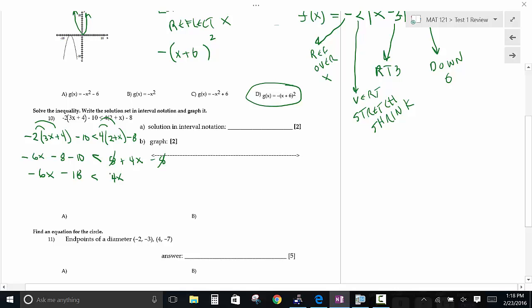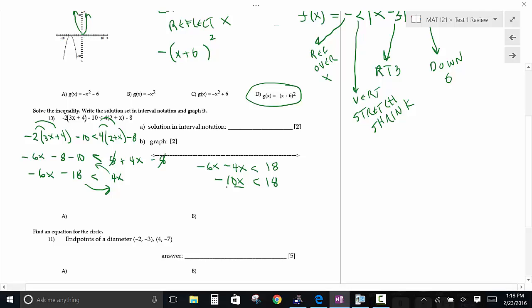What you can do is just move the 4x to this side and move the 18 to this side. If you do that, you're going to have negative 6. The sign changes on the 4x, so it's minus 4x, and then the sign changes on the 18, so you end up getting that. Now you have negative 10x less than 18, so that's kind of like an equation. Usually students in college algebra have enough experience they can do that part fine without a lot of mistakes.